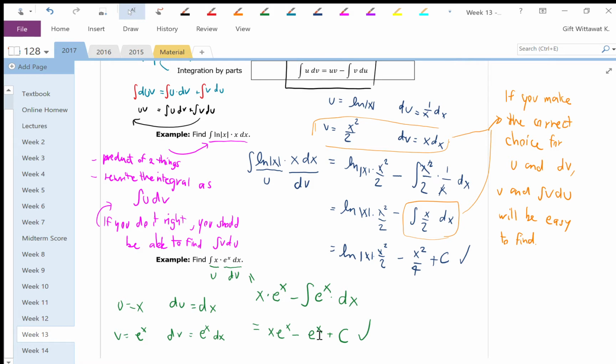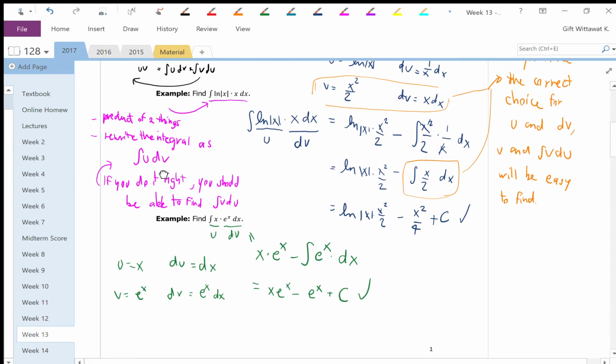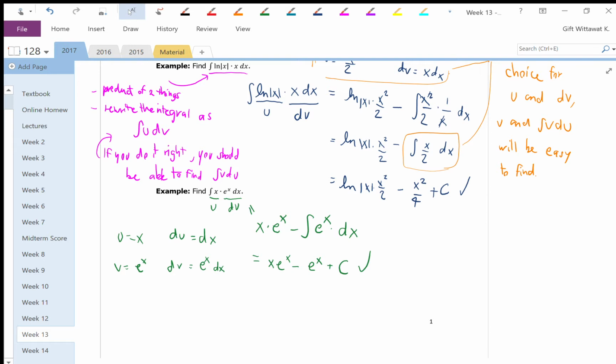Now, I said earlier that the choice of u and v matters. So let me try to do this problem again with the wrong choice of u and dv. So let's see what's going to happen. Let's say I want to find the integral of e to the x times x dx. So this is the same integral, by the way, e to the x times x and x times e to the x. But let's say I make a different choice of u and v. Let's say I'm going to call this a u and call this a dv.